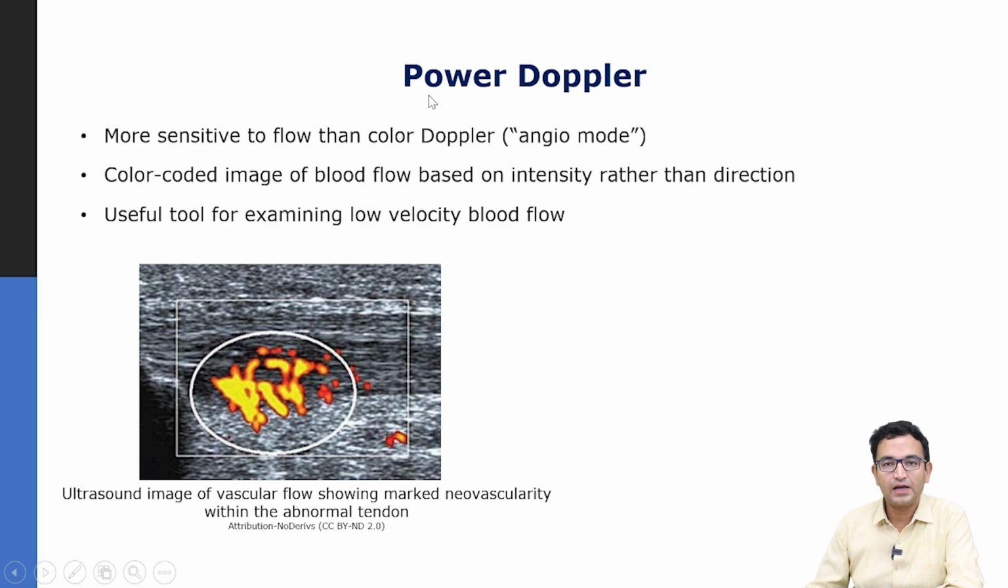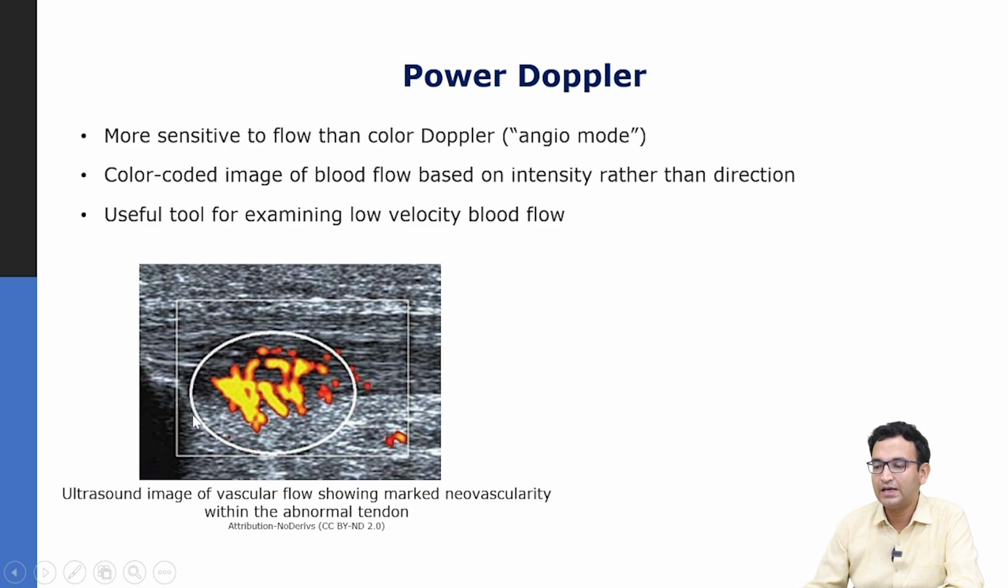Okay. Next comes power Doppler. So, power Doppler is more sensitive to flow than the traditional color Doppler and is also known as the angio mode. And what is interesting about this power Doppler is that it does not give you any directionality of flow, but it only tells you the spatial regions where there is blood flow. So, the color coded image of blood flow is shown based on the intensity rather than the direction, and it is a useful tool for examining low velocity blood flow because this is more sensitive because of the averaging effect. Therefore, it can detect blood flow from relatively lower velocity blood vessels as well.